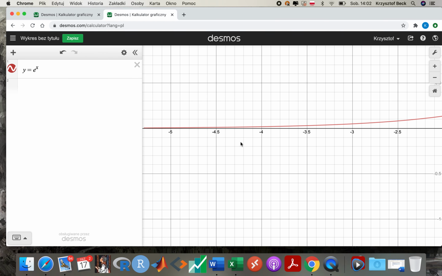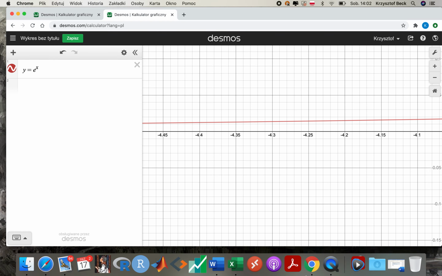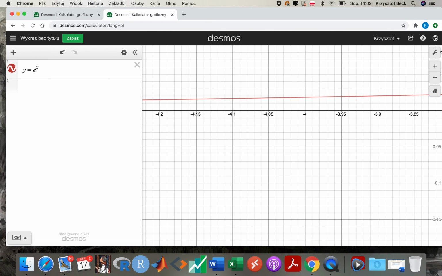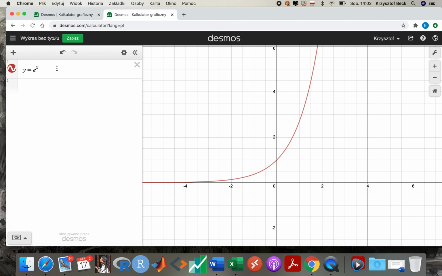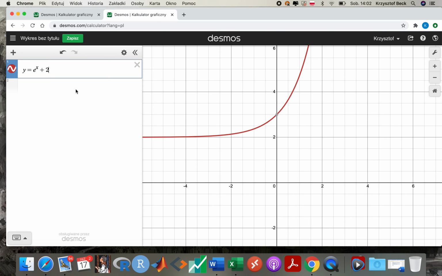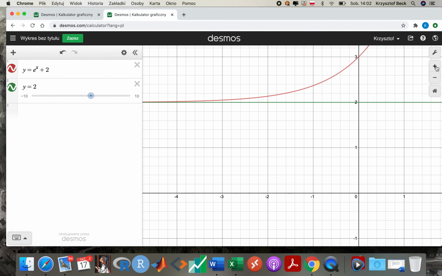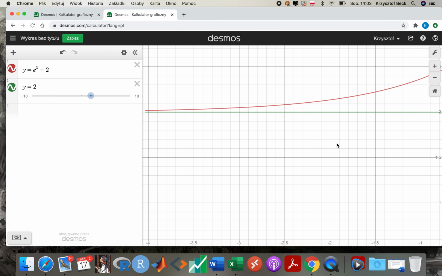And look, even if we think it's already at 0, like here, if I magnify it further, we see that there is a space between them. But it also means that we can, for example, add 2 to our function, and it's 2 units higher. You see now the intercept is 3. And if I put now y equals 2, you see we created an asymptote. And again, if I magnify this, those two never coincide with each other.